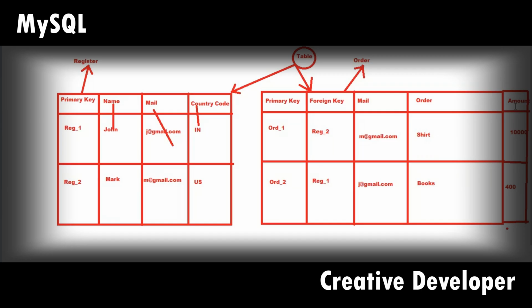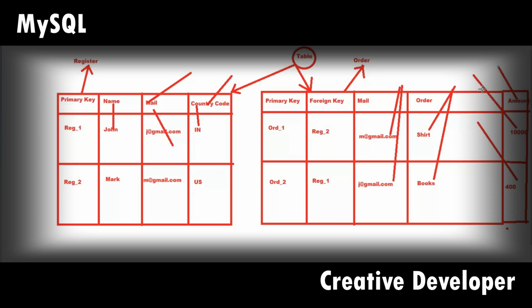If you see, this amount is not a string, it is a number. But shirt and books are strings. Mail ID is also a string, but amount here is a number. So it means each column should have one type. In the primary key we will store string type values, in name string type values, mail ID string type values, country code also string type values. Same way here, primary key, foreign key, mail, order are all string type values, but amount is a number type value.